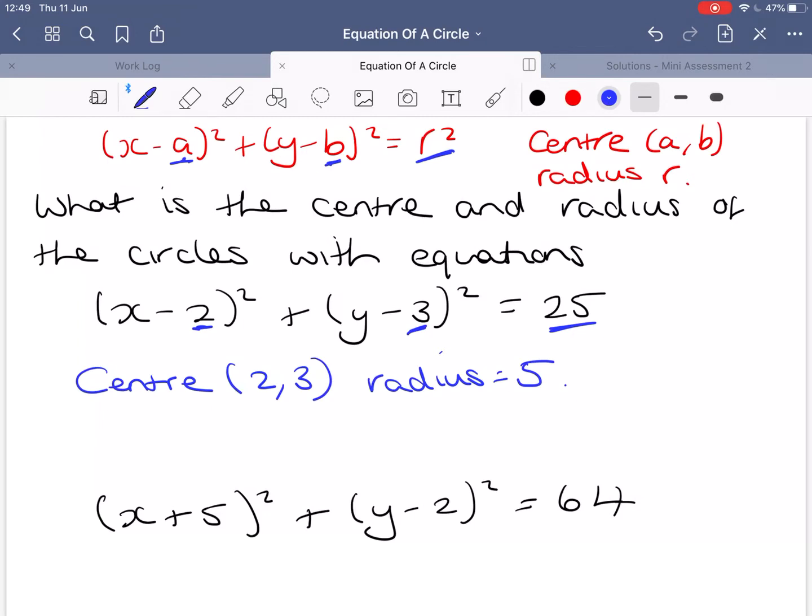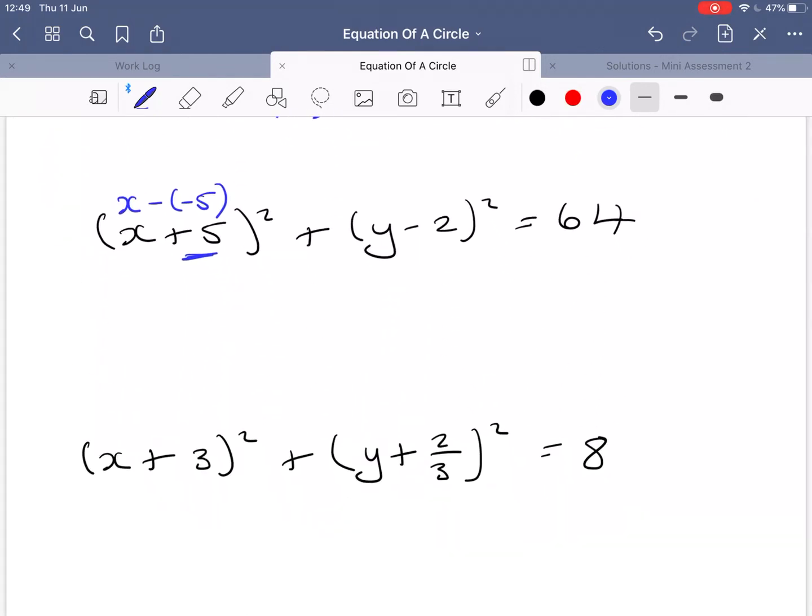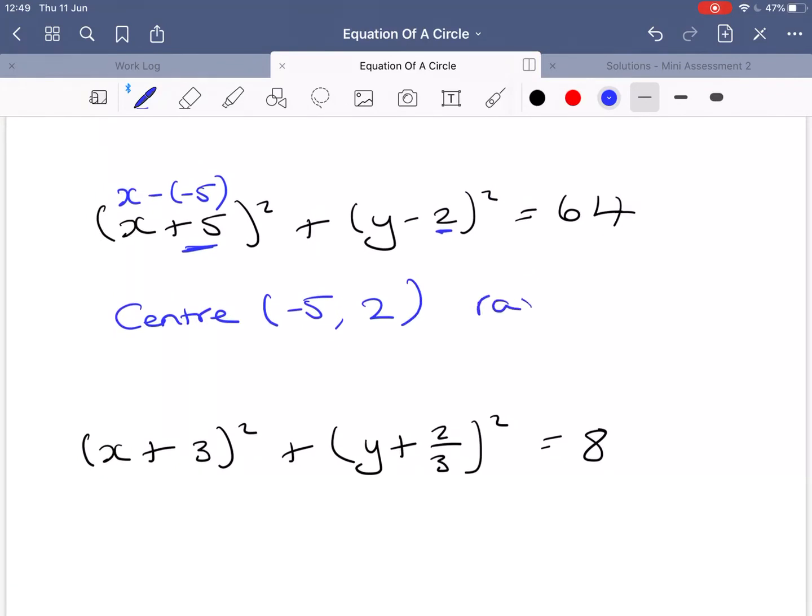Now, this is when it gets a bit tricky, because the equation says x minus a, but adding 5 is exactly the same as taking away minus 5, because taking away negative is the same as adding. So for this one, my centre is going to be at the point minus 5, 2. That's okay, isn't it? Because I've got y minus 2 and y minus b, so b is just 2. And again, the radius is going to be the square root of 64, which is 8.